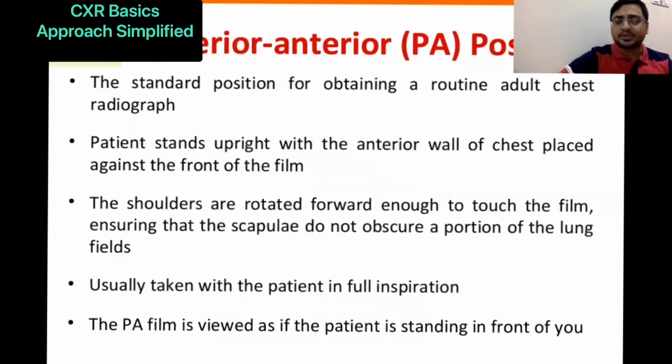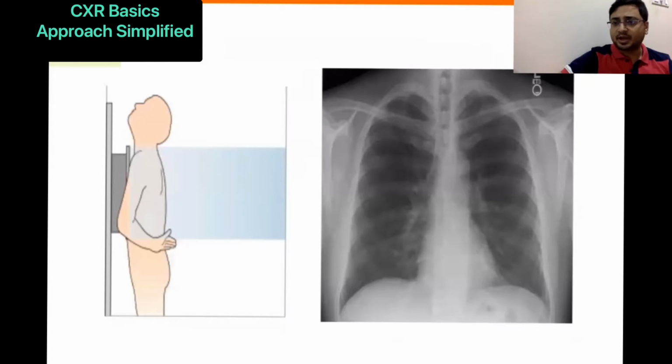For the PA view, the standard position for obtaining a routine chest radiogram, the patient stands upright with the anterior of the chest placed against the front of the film. The shoulders are rotated forward enough to touch the film, ensuring that the scapulae do not obscure a portion of the lung fields. It is usually taken with the patient's full inspiration so that we can see more of the lung fields, and the PA film is viewed as if the patient is standing in front of the viewer. So this is how the chest X-ray PA view is obtained.